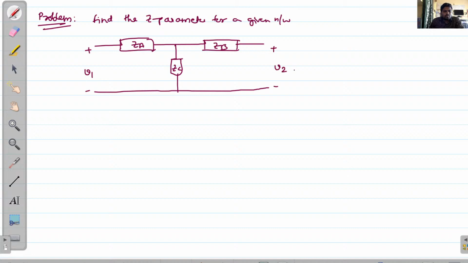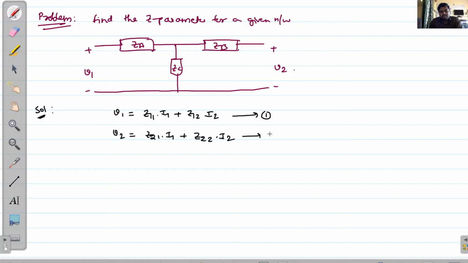Okay, now the solution. So first I will take Z parameters, that is V1 equals Z11 into I1 plus Z12 into I2, and V2 equals Z21 into I1 plus Z22 into I2. So these are the two equations which are related to Z parameters, right?